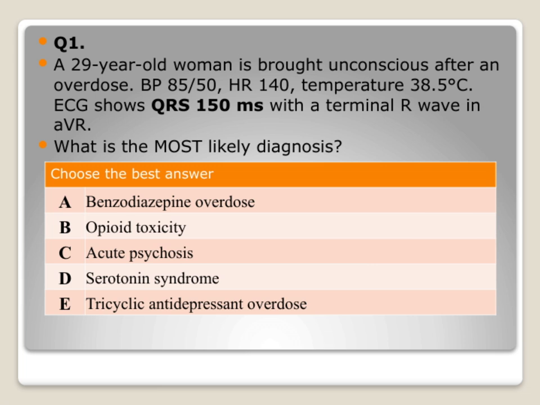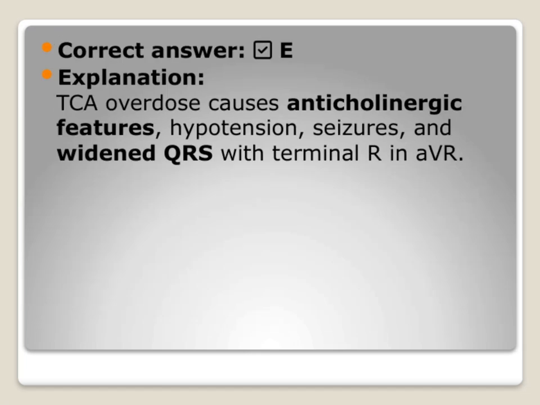So, considering her presentation and these ECG findings, the most likely diagnosis here is a tricyclic antidepressant overdose. Recognizing these signs early can be life-saving, guiding us toward appropriate management strategies. Let's take a look at the correct answer, which is E now.